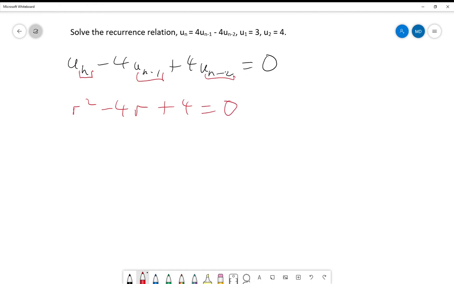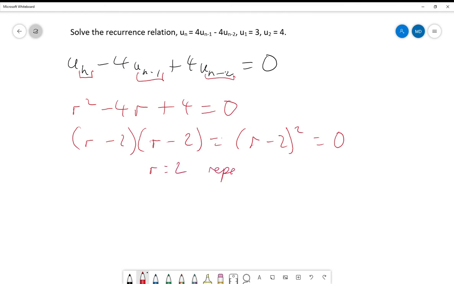Now, solving this, it factorizes nicely: r minus 2 times r minus 2, which is r minus 2 squared equal to 0. And so we get r equals 2 as a repeated root.